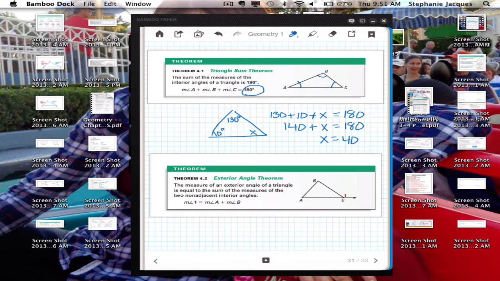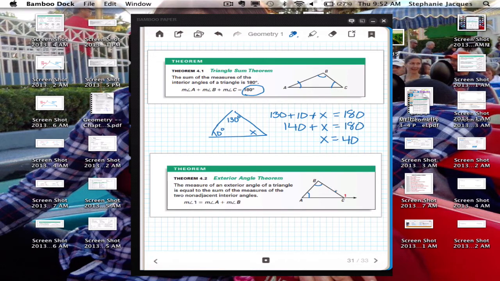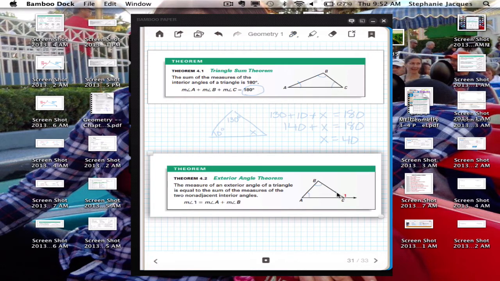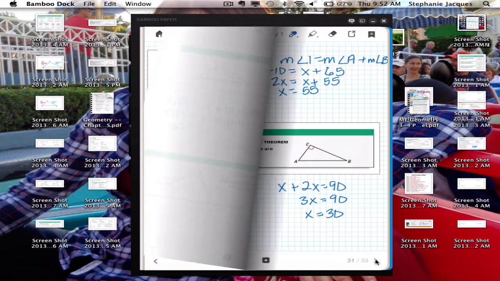The exterior angle theorem states that the measurements of B and A should be equal to that exterior angle adjacent to interior angle C. So right here. So B and A should be equal when you add them up to angle 1 on the outside. So let's see how we could use that.